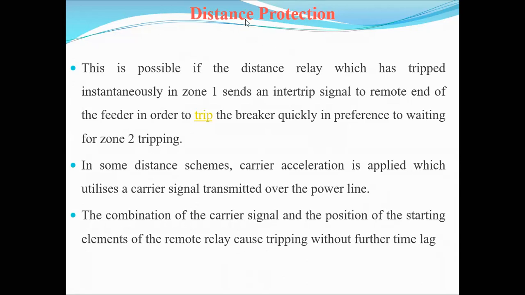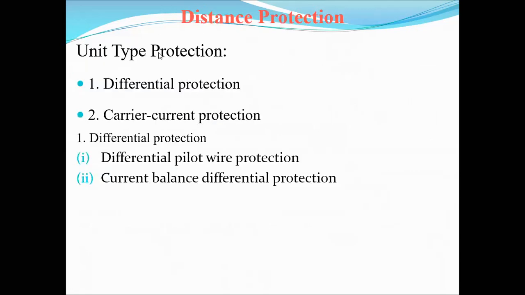Next one is the distance protection. In this type of protection, the feeder line is divided into three zones: zone 1, zone 2, zone 3 are the different steps. Based upon those steps, we properly give the protection for those feeder lines. That's why we are dividing into three types of steps. That is the non-unit type of protection.